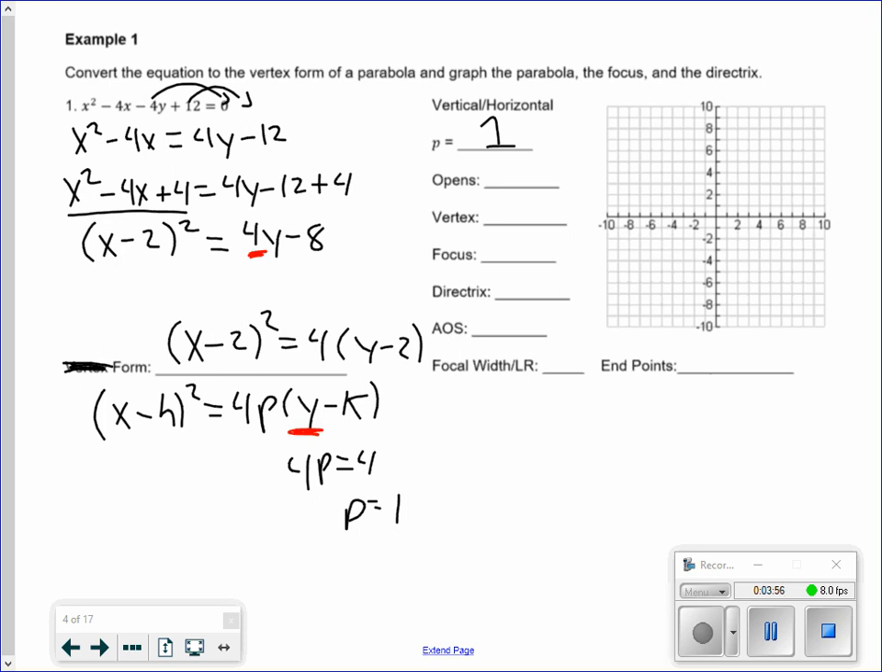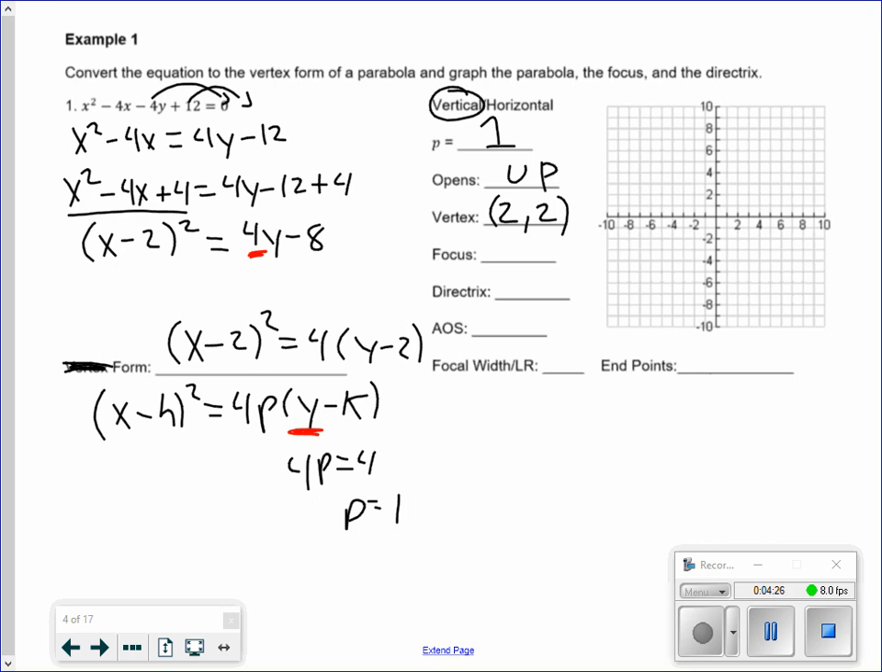And since our x is being squared, I know I'm going to be vertical, because if x is being squared, we're opening up or down. It's like the equation y equals x squared. We know that'll open up or down. Same thing here. Our x is being squared, so we know we're opening vertically, up or down. Our 4p is positive, and since our p value is positive, we're going to open up. And our vertex is going to be 2, 2. Right, that's our h, k from the equation, so we get 2, 2.